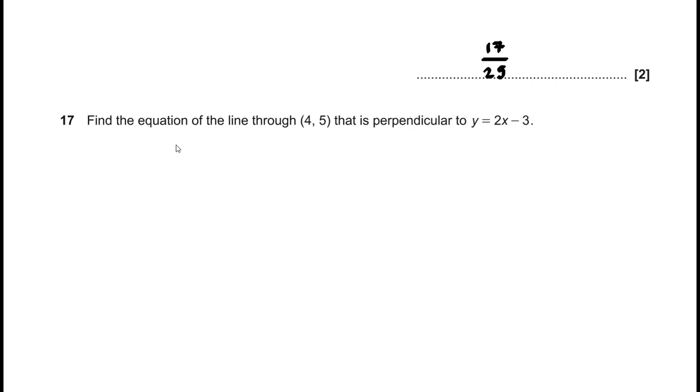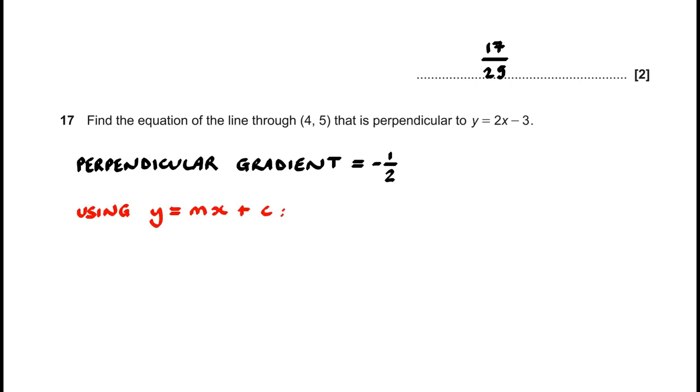Question number 17, we have to find the equation of the line through the point (4, 5) that's perpendicular to y equals 2x minus 3. First of all, the perpendicular gradient of 2x is minus a half. So if I use y equals mx plus c, I've got 5 equals minus a half times 4 plus c. So I've got y, which is 5, m, which is minus a half, x, which is 4.